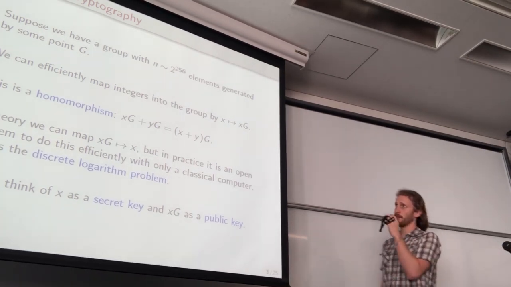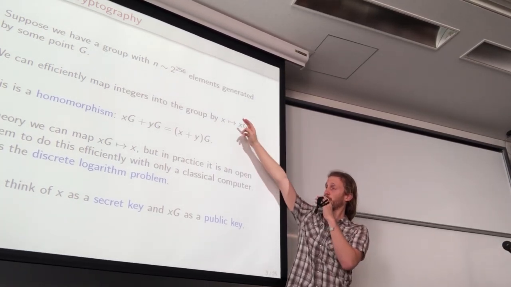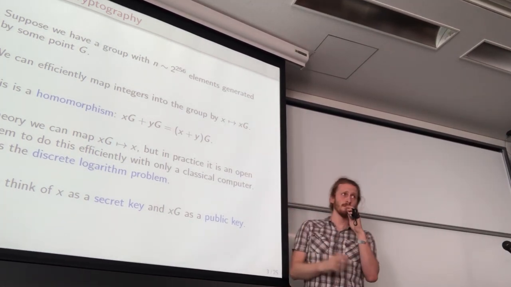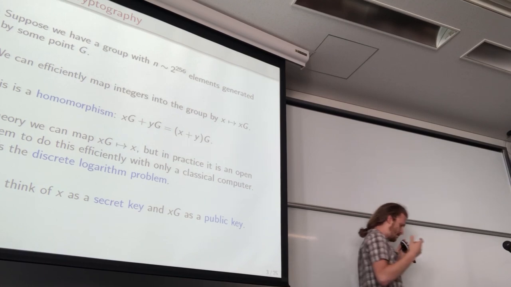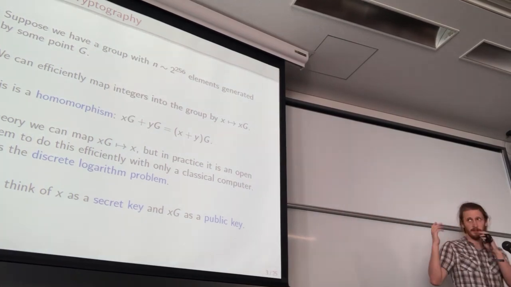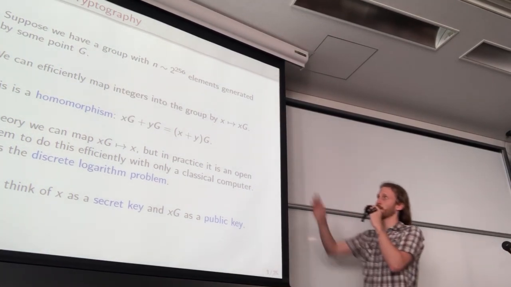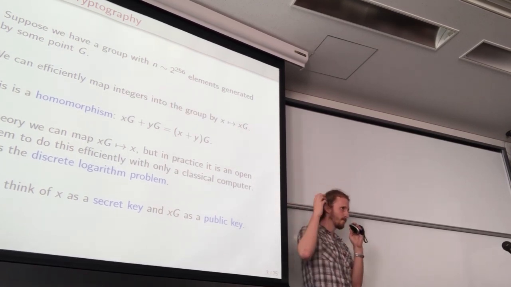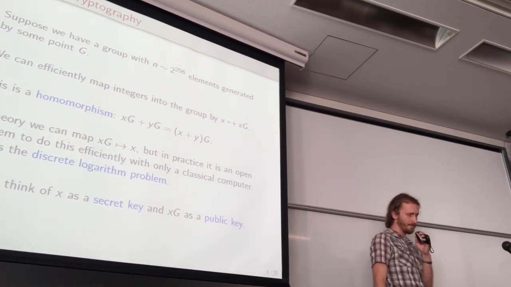So, as I said, we can multiply group elements by integers, like so. If we have some standard element, G here, we call that a generator, because every other element is a multiple of it, and that's what generator means. We have this map from the integers to the group. And all we do is we take the generator, we add it to itself that many times.